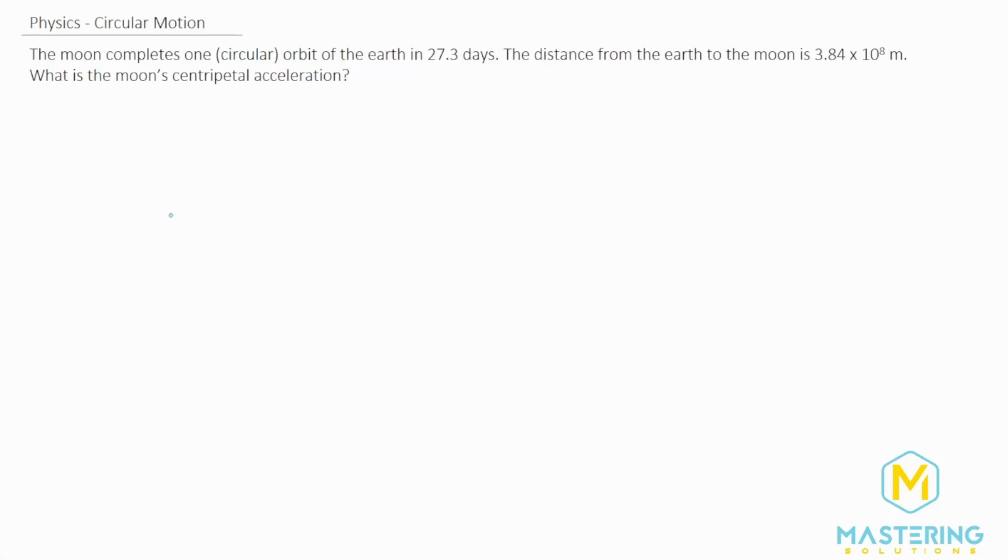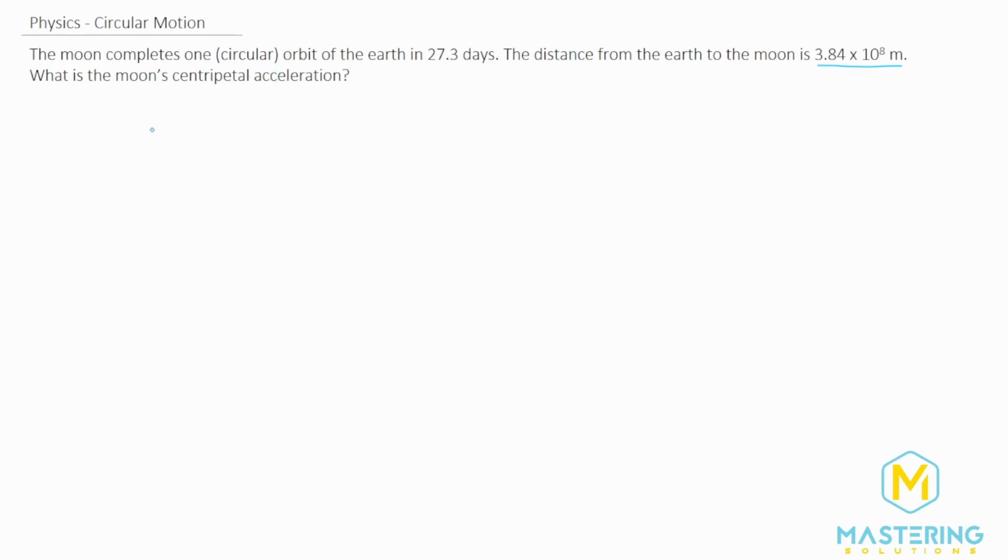Welcome to Mastering Solutions. We have another circular motion problem here, and they tell us that the moon completes one circular orbit of the Earth in 27.3 days. They give us the distance from the Earth to the moon of 3.84 times 10 to the 8 meters, and they want us to find centripetal acceleration.